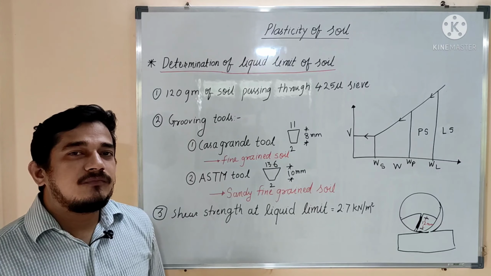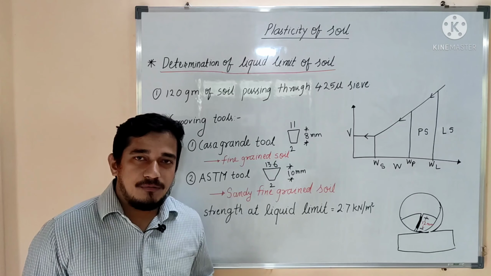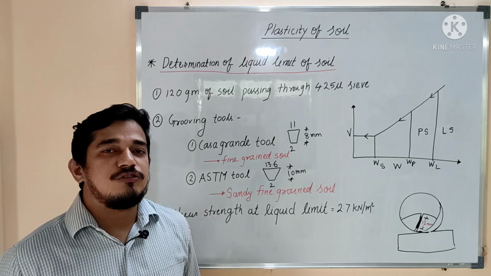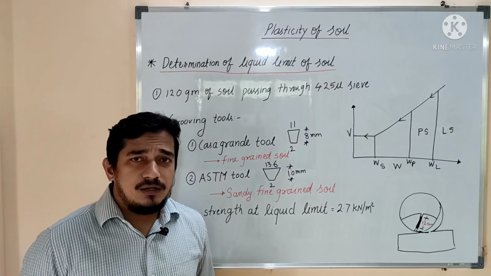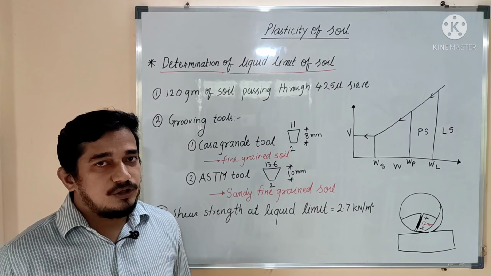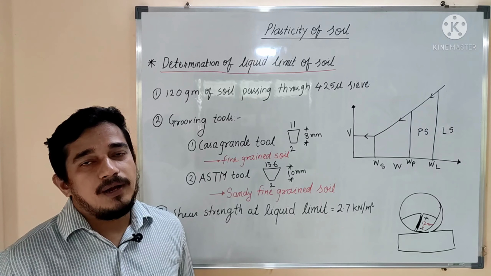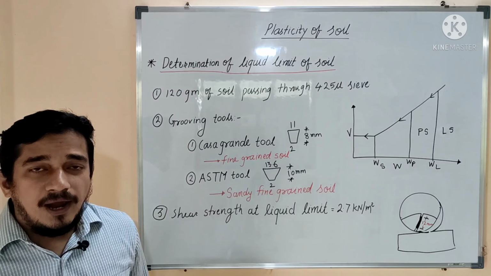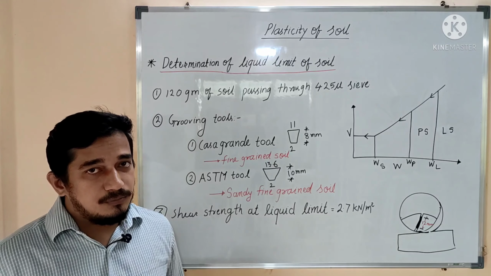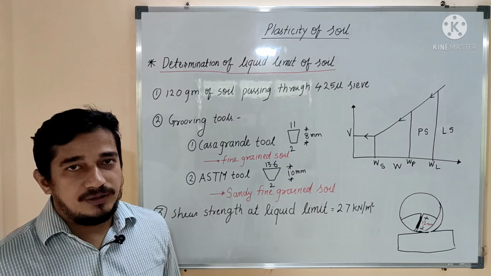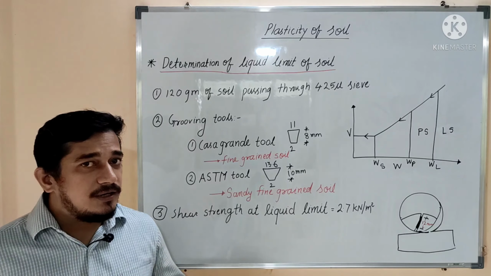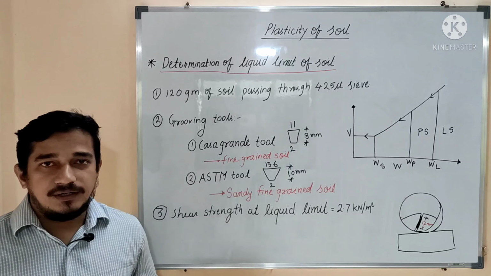Hello everyone. We have started our second chapter, which is the plasticity characteristic of a soil. In the first introductory lecture we have seen the definition of the plasticity of a soil and the reasons behind it. We have gone through the consistency limits that were given by Atterberg and their uses, and also we know that these consistency limits are nothing but the index properties of fine grained soil.